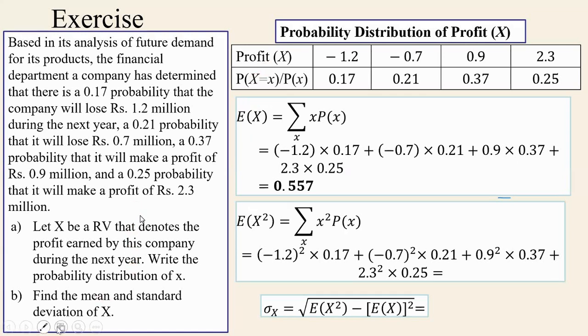Then part B, find the mean and the standard deviation of X. The mean is denoted by the expected value of X, because here X is our random variable. That is the summation of X into P of X. And it is better to have negative values in brackets.